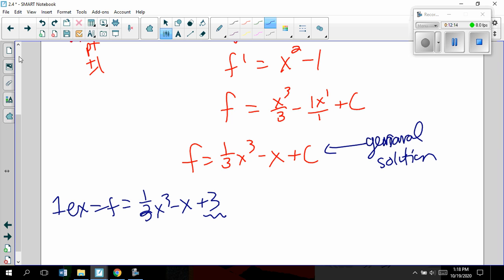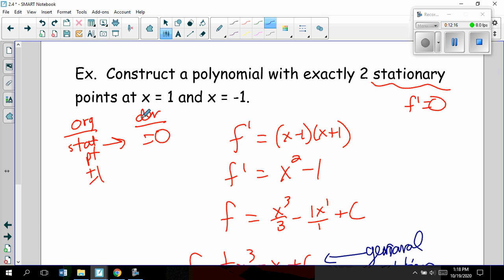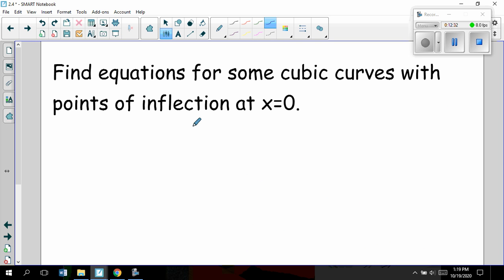So just to kind of review here, because we're going to do this again with a different example, it's going to give you some type of t-chart, and what's going to happen is you're going to create one of the derivatives and then have to take antiderivatives to get back to that original function that would have had this property. So let's do one more. Find the equations for some cubic curves with points of inflection at 0.